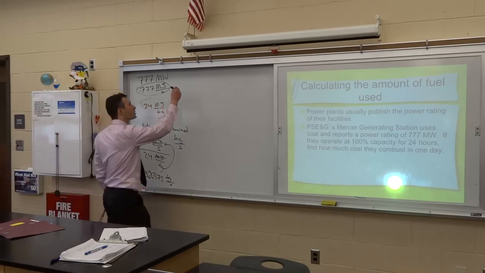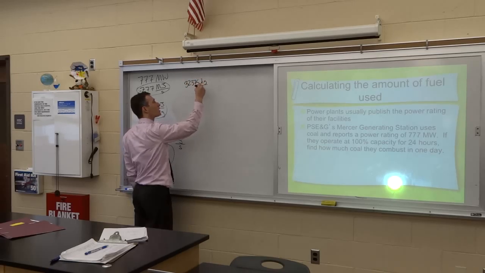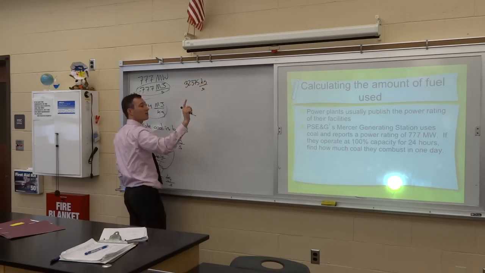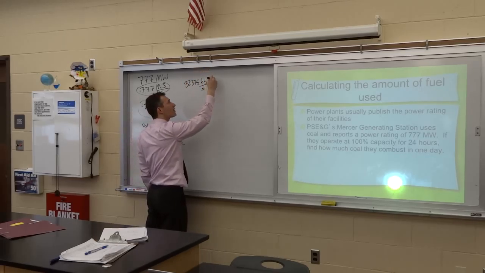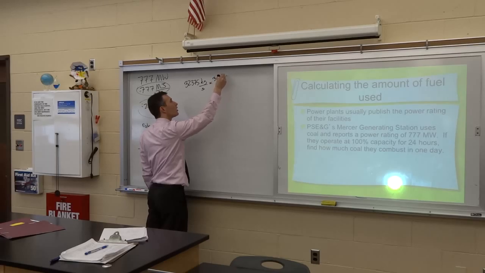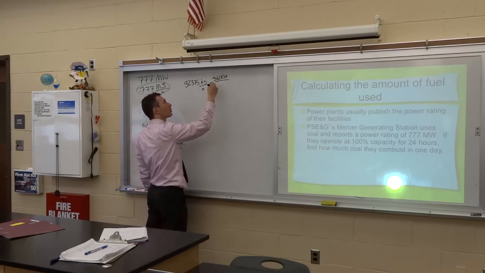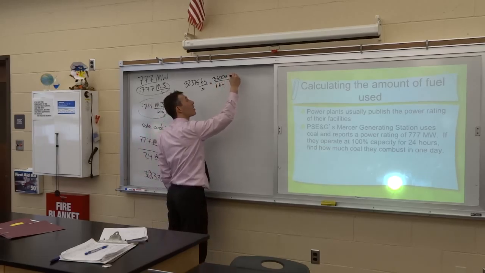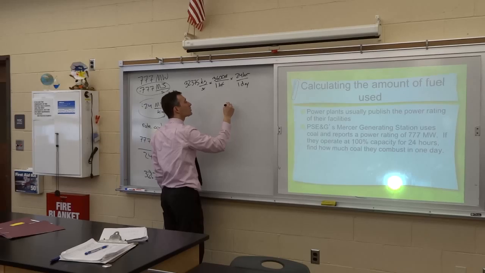Great. So now I'm just going to use dimensional analysis to turn kilograms per second into kilograms per day. First, I'm going to go directly from seconds into hours. There's 60 seconds in a minute and 60 minutes in an hour, so there are 3,600 seconds in 1 hour. And then there are 24 hours in 1 day. So that will leave me with kilograms per day.